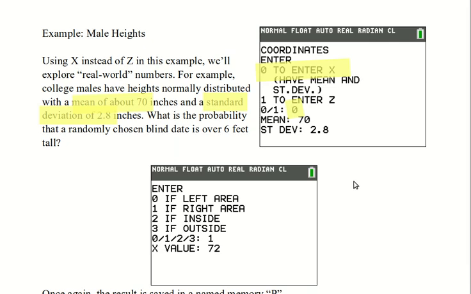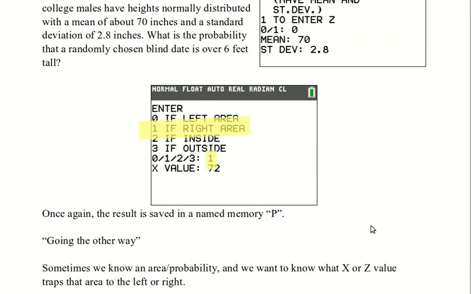So we want to ask the question, what is the probability that a randomly chosen blind date is over 6 feet tall? So to do that, we're going to say over 6 feet tall is to the right of 6 feet. So 1 gives us that choice. 6 feet is 72 inches, so our x value is 72. And then again, the result goes into our memory location named P.